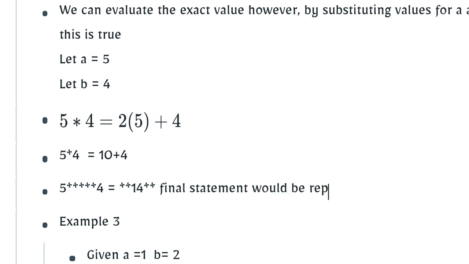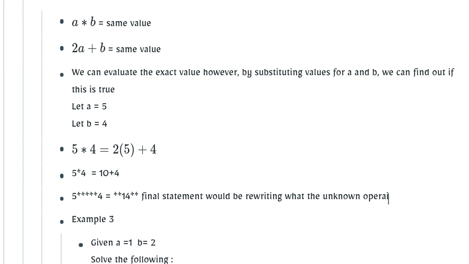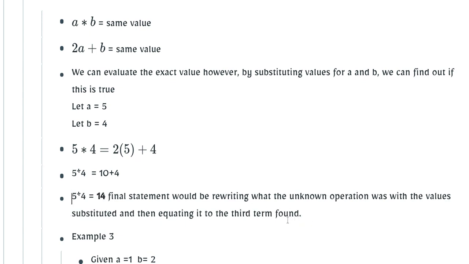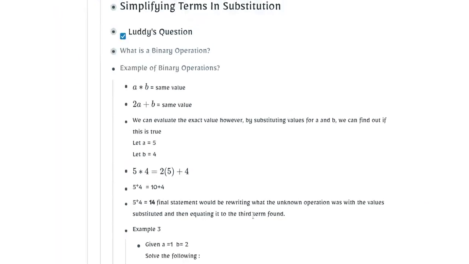So when we simplify this now, the final statement would be rewriting what the unknown operation was with the values substituted, and then equating it to the third term found, which would be 10 plus 4, which is 14. Everybody understand? Yes, sir. All right, good.